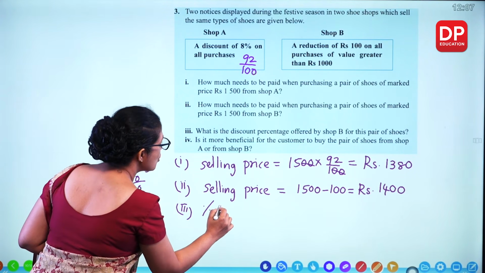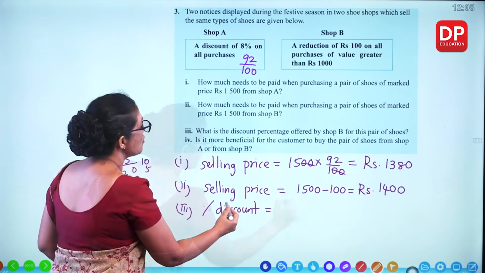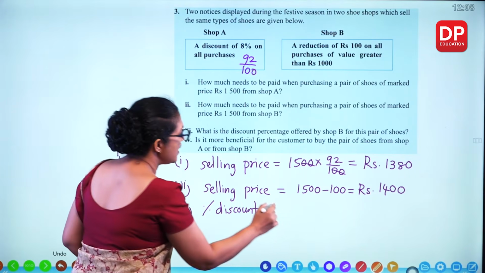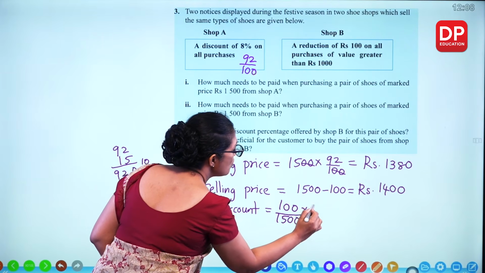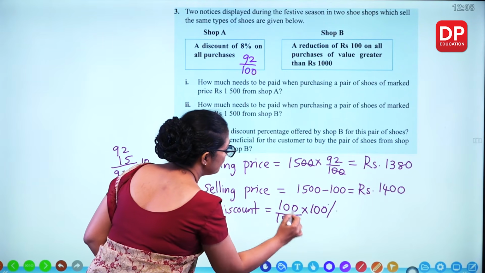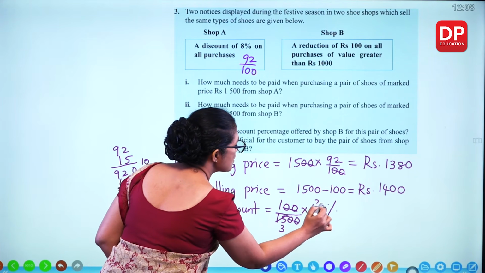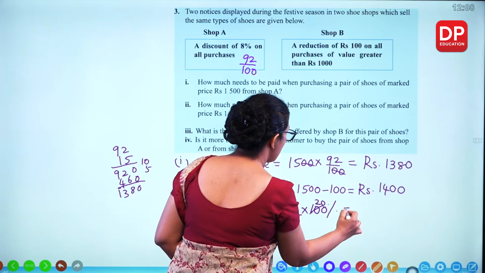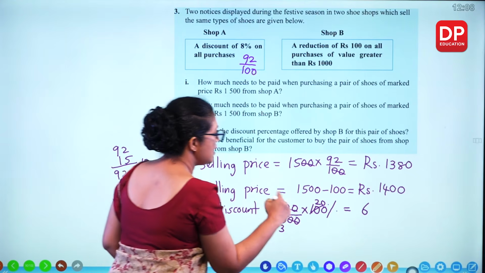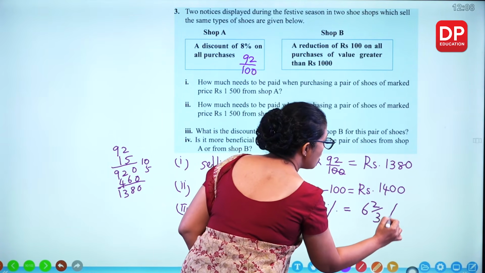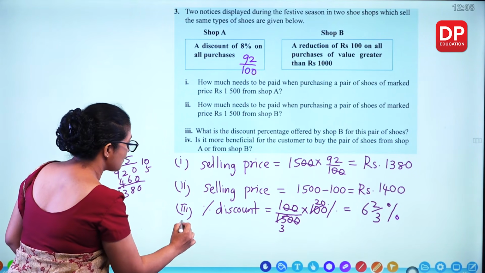So percentage discount. So discount is 100 rupees for 1500 into 100. 5 times 3, 5 times 20. So 20 over 3, you are getting 3 times 6, 18 and 2/3. So 6 and 2/3 percentage. Part 4.